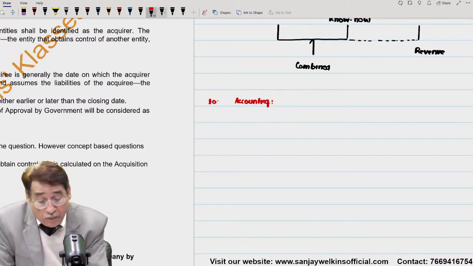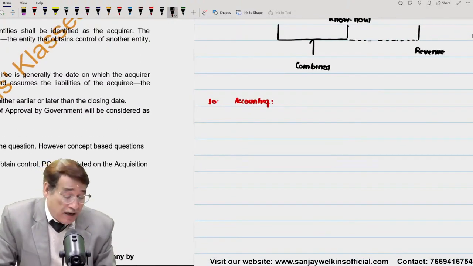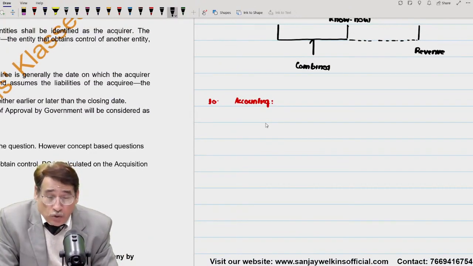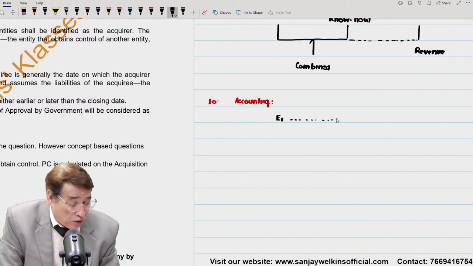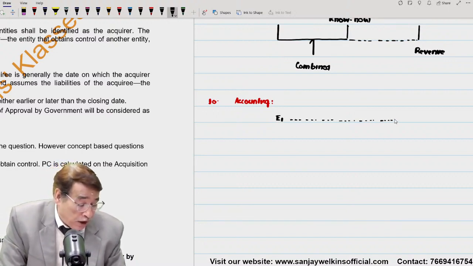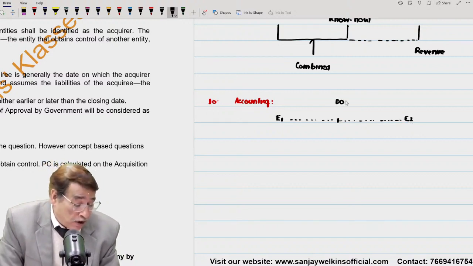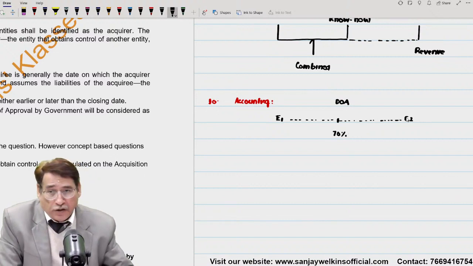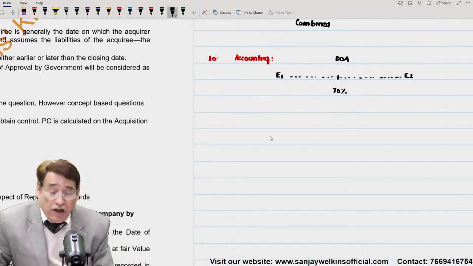In order to take the accounting part, first of all, you need to understand that this standard Ind AS 103 states that the acquirer company will do the accounting on the date of the acquisition. Correct? For example, E1 has acquired, let us say, control of E2 on this particular date. This is the date of acquisition. The date on which we get the control is known as the date of acquisition, and we got control by acquiring 70% of the stakes of E2. So on this date, I will have to do the accounting. Is it clear to you or not?